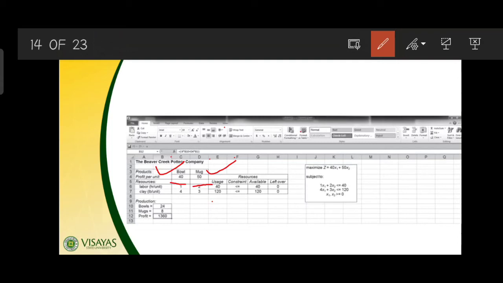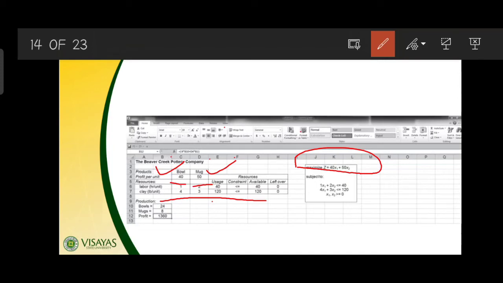And then, you have a target. Ang imong target, pila ka buok ang imuhang i-manufacture given these constraints nga mao nang available resources. And then, ang imong target is to maximize the profit. So, Z is your profit. And then, that 40 is your profit per bowl and 50 para sa mug. Pila ka buok mug and pila ka buok bowl ang imuhang himuon given these constraints. If your labor is 1 hour per unit para sa bowl, and then sa mug is 2 hours per unit.